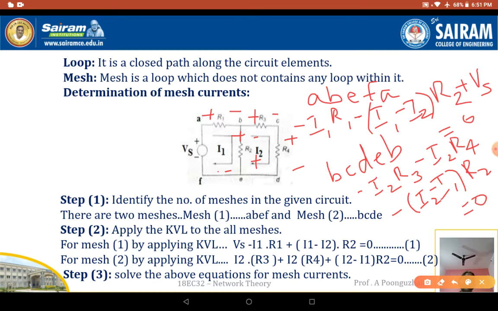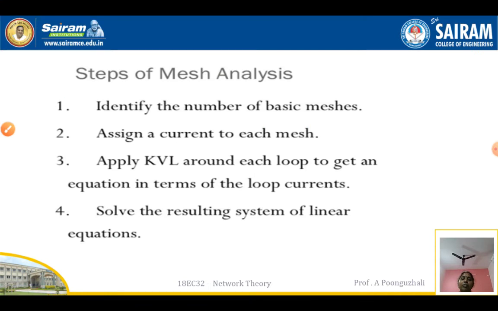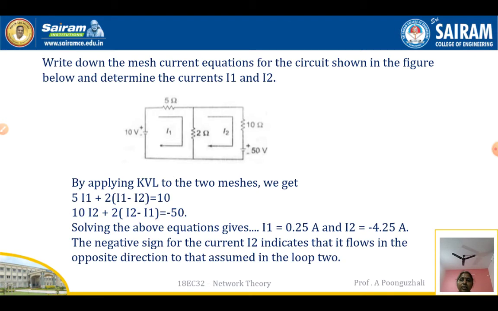By solving these two loop equations we can find the mesh currents I1 and I2. The steps we follow are: first identify the number of meshes, the number of loops, and assign a current to each loop. Then apply KVL around each loop to get equations in terms of loop currents, and solve the resulting linear equations to get the values of the currents. Now we'll see the first problem. Write down the mesh equations for the circuit shown in the figure below and determine the currents I1 and I2.